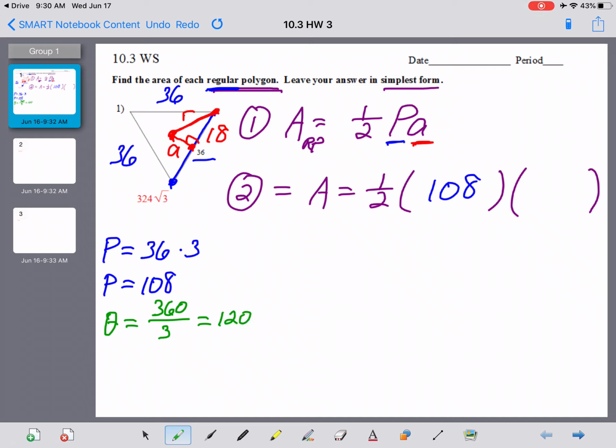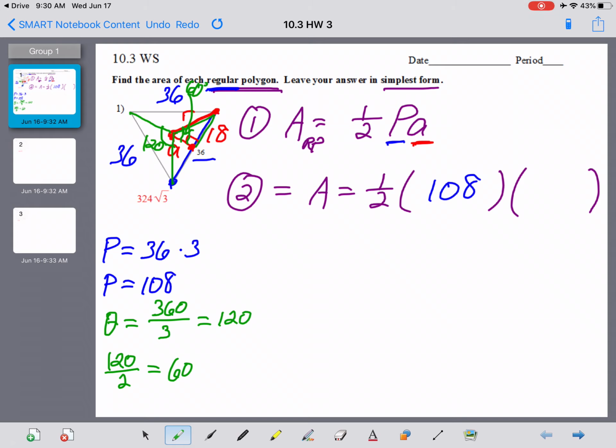Now what we really just did there, guys, is we found the measure of this angle right here in green to be 120 degrees. But what we need is this angle right here. And the apothem bisected that 120 degree angle. So what we're now going to do is take 120 degrees, divide it by 2, and that's going to tell us that this angle right there, everybody, is 60 degrees.